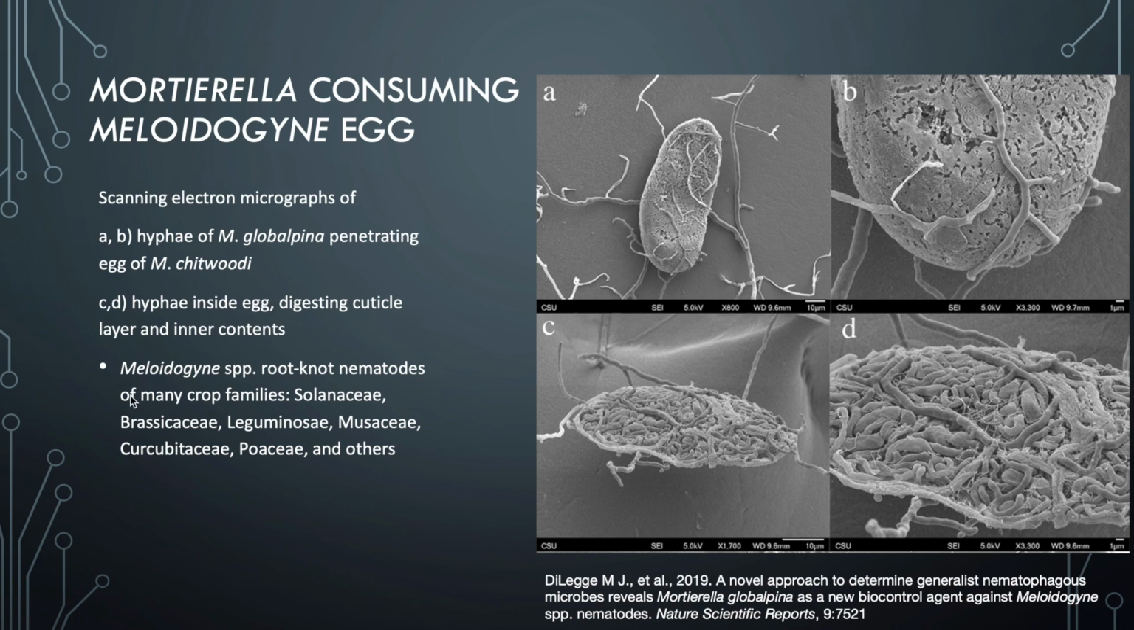So this particular research was looking at how the root knot nematode, the Meloidogyne species of many different crop families, including Solanaceae, so like potatoes and tomatoes, Brassicaceae, so like the cabbages and broccoli and things like that, legumes, Cucurbitaceae, which is the pumpkin and cucumber family, as well as Poaceae, which are grasses, but many other families of plants in cropped situations are affected by the root knot nematode.